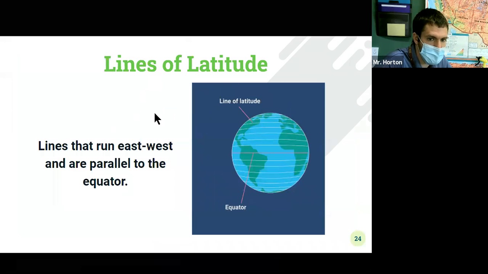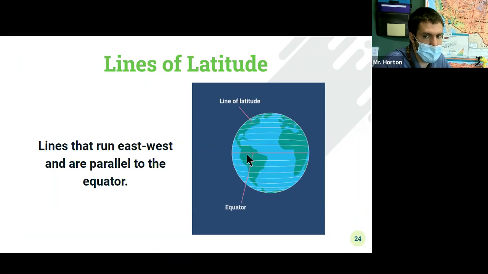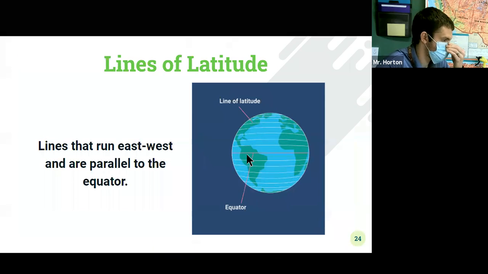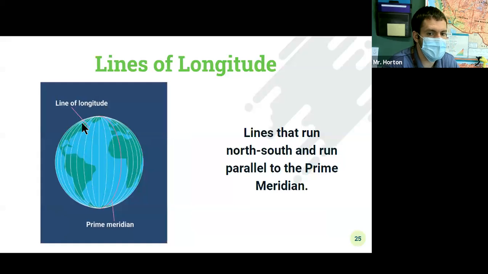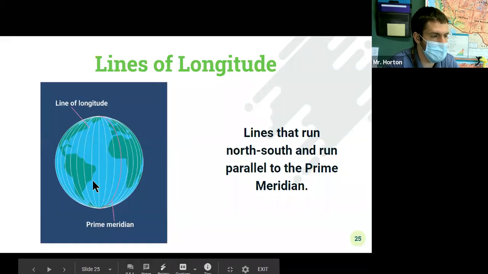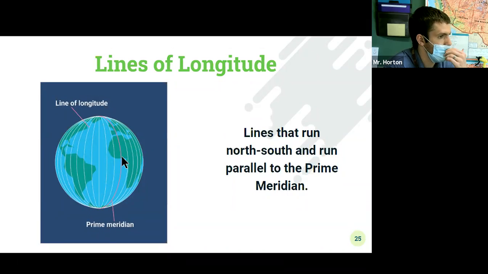So let's remember, lines of latitude run side to side and they are parallel to the equator. The equator starts at 0 degrees, and then we count out from the equator, and that's where we get our lines of latitude. And our lines of longitude run up and down, and they are parallel to the prime meridian. That is our main longitude line.